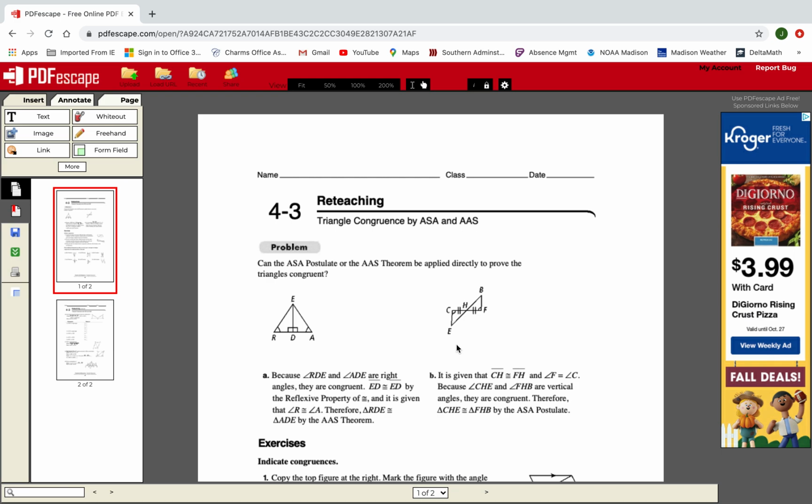All right, hello and welcome to the 4-3 reteaching instructional video. This is for triangle congruence by ASA and AAS. So two more ways to prove triangles congruent. Let's give it a look.